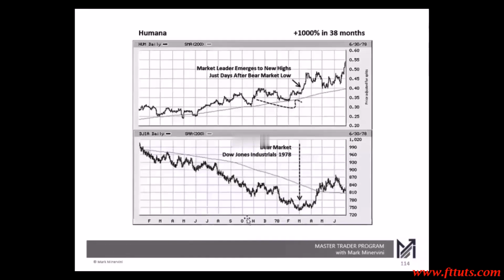And this is an example of another coincident move. You can see almost right off the low, almost to the day of the low, this stock emerges into new high ground right as the market, I'm sorry, is bottoming. Now this is in 1978. I wasn't trading back then, so this comes from our model book of leading stocks that set up. So we've studied them all the way back.